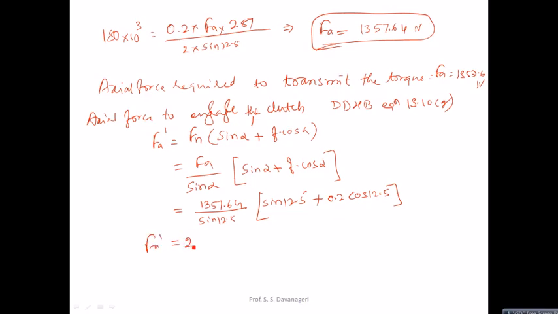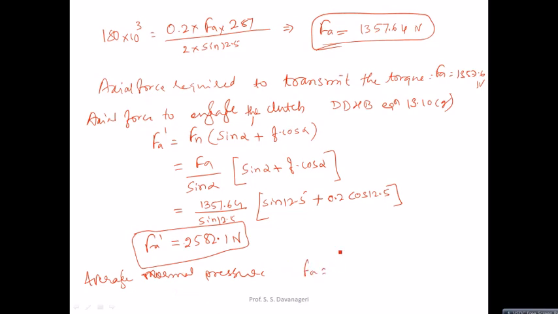Now we substitute. Fa is already calculated, 1357.64 Newton, divided by sine 12.5 plus 0.2 into cos 12.5. Now the axial force required to engage the clutch is 2582.1 Newton.